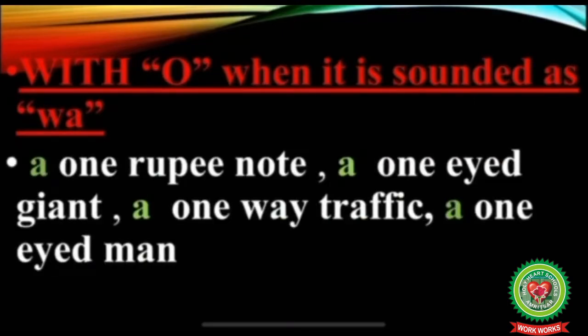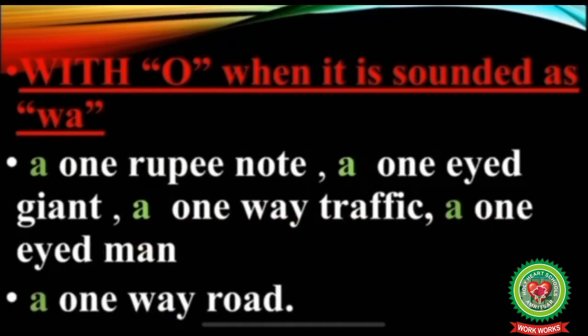Now children, with O, when it is sounded as W. O is a vowel, but when it gives the sound of W, then we will be using article a. See here, examples. A one rupee note. Though O is a vowel, the sound of O here is of W. So I will be using article a, a one rupee note. A one-eyed man. A one-way traffic. A one-eyed man, same. So now let's see next, a one-way road.